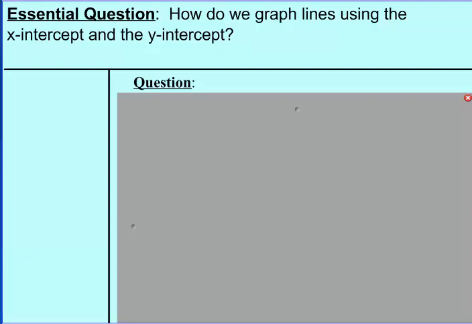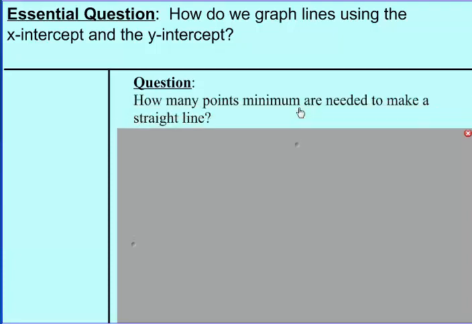The essential question for this lesson: how do we graph lines using the x-intercept and the y-intercept? Before, we were graphing with a table the last few days. Now we're going to graph using x-intercepts and y-intercepts. We're going to start with a question, which leads into why this works.